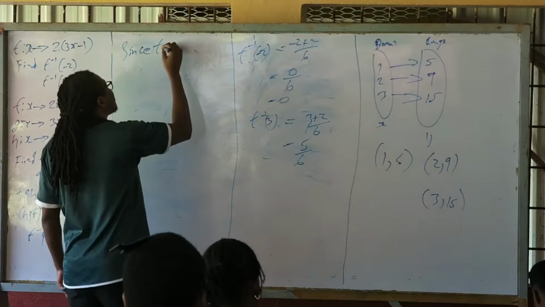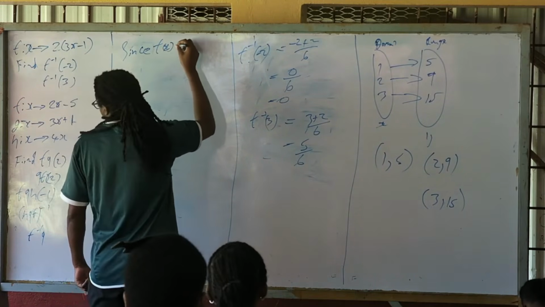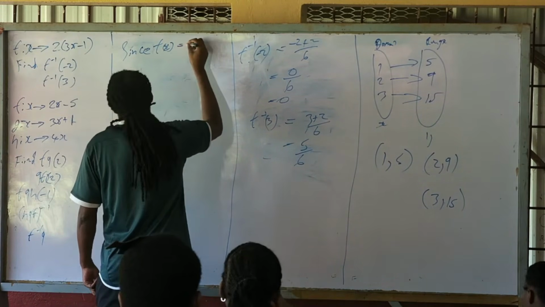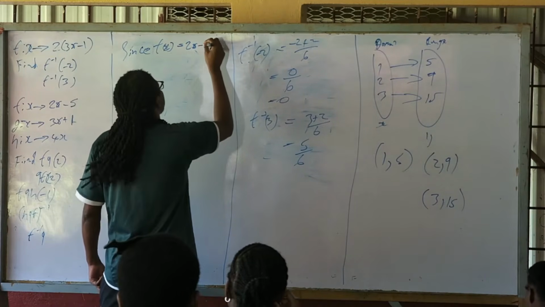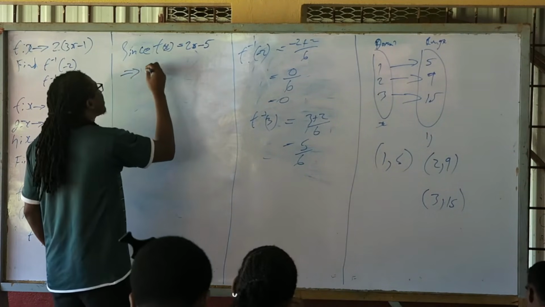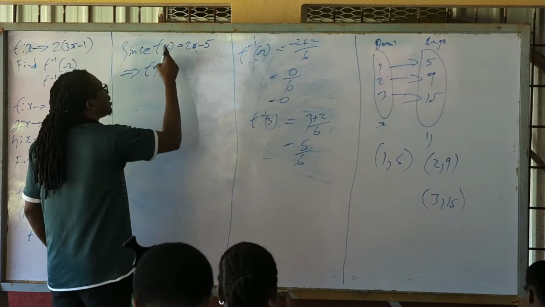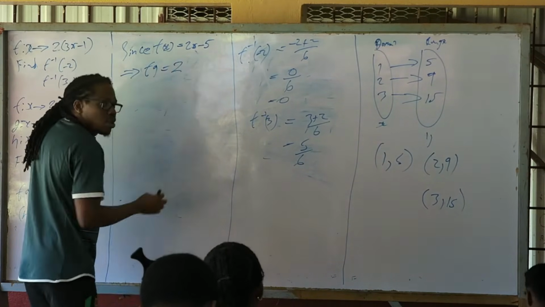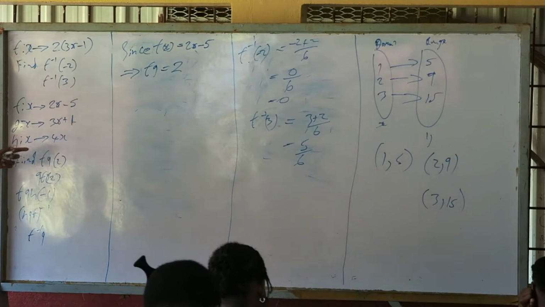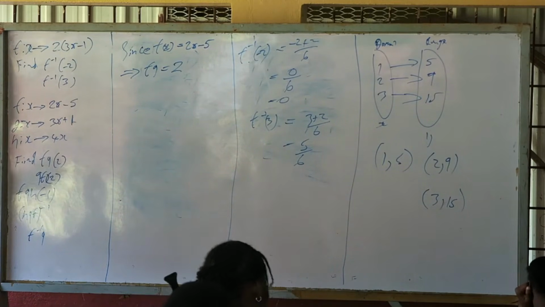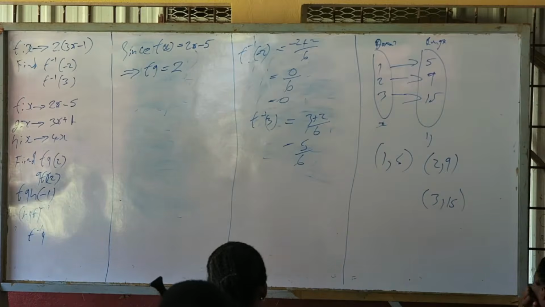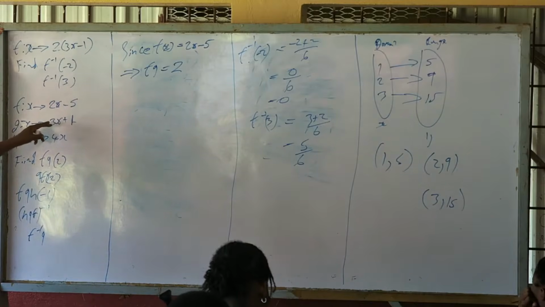So since f of x equals 2x minus 5, this implies that f of g is equal to 2, and anywhere that you see x, put the entire function of g. Are you seeing that? That is how you're going to combine the functions, by putting the total function of g where x is in the function of f. Right? So what's the function of g? 3x plus 1?